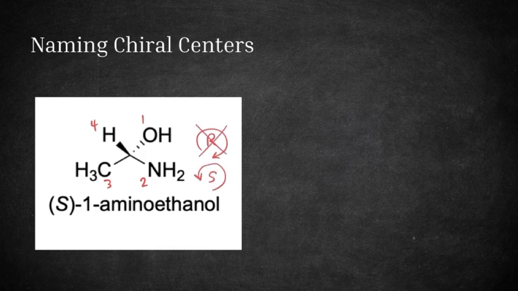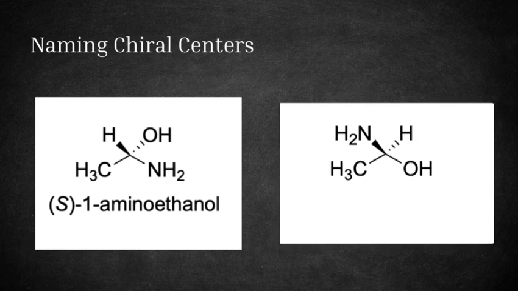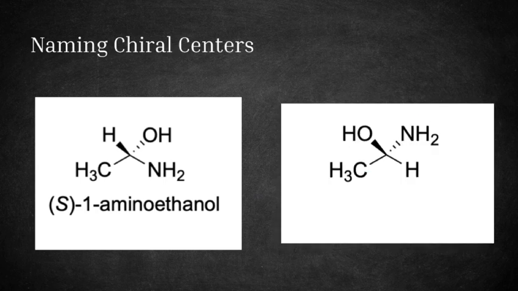Consider one final scenario. Suppose the lowest priority group was on a bond in the plane of the page rather than on a wedged or a dashed bond. Once again, the standard method would have us rotate the molecule such that the lowest priority group is on a dashed bond, from which we can trace a path and determine the absolute configurations as we've been doing. Alternatively, we can take advantage of the fact that swapping any two substituents on a molecule with one asymmetric carbon gives us its enantiomer, and swapping any two substituents again returns the molecule back to its original configuration.